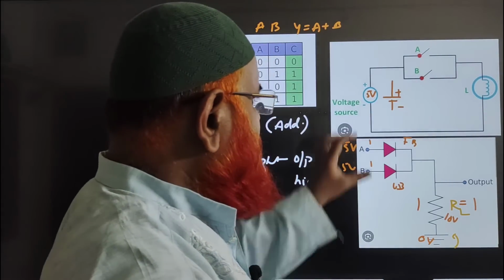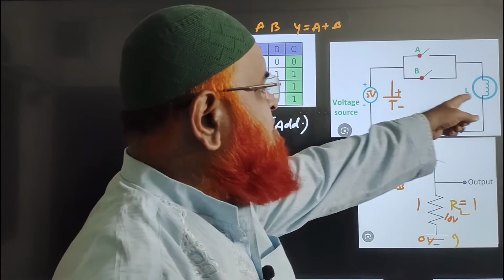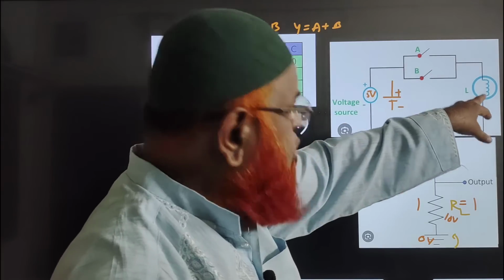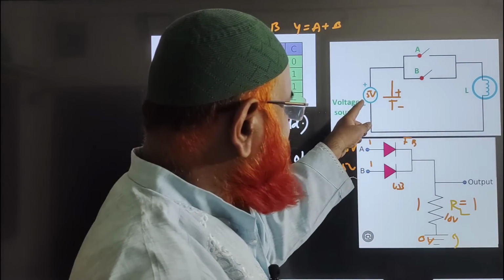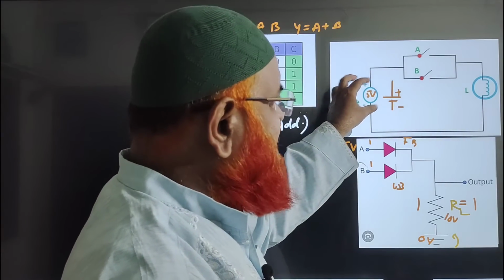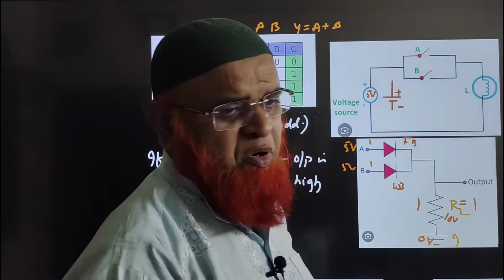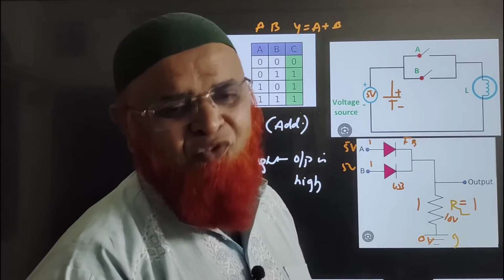नाउ यू जस्ट सी, तो यहाँ पर 5 वोल्ट्स यू आर सप्लाइंग, अगर दोनों अगर ओपन है तो बल्ब ग्लो होता क्या? When both A and B are open, does the bulb glow? No, because whatever the power supply you are supplying, these 2 switches are open. Then how does the input will go to the output? Doesn't go. It is said to be open circuit. Open circuit current does not flow.